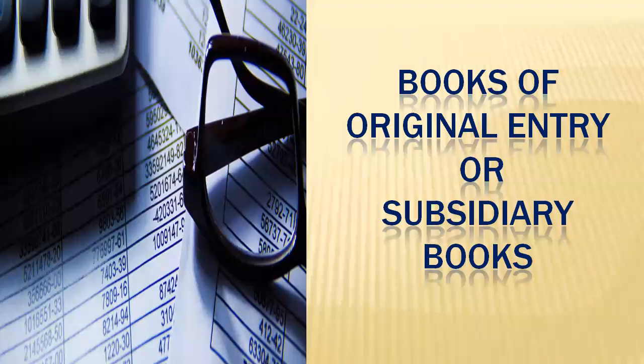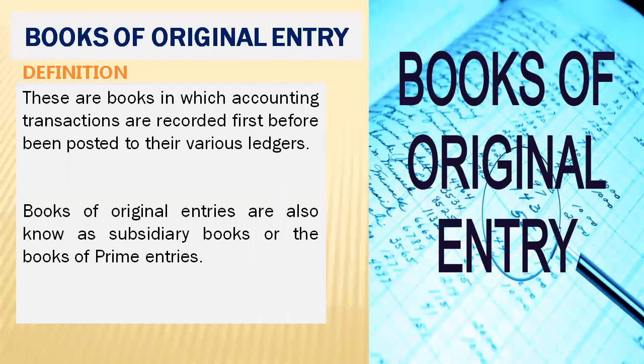So like I said before, they are known as books of original entry, or they can be called subsidiary books. And sometimes we can also call them books of prime entries, as the case may be. So sometimes in an objective question, you can see which of the following is also known as a book of original entry. Subsidiary books are also known as books of original entry or books of prime entry. So let's dive right into it.